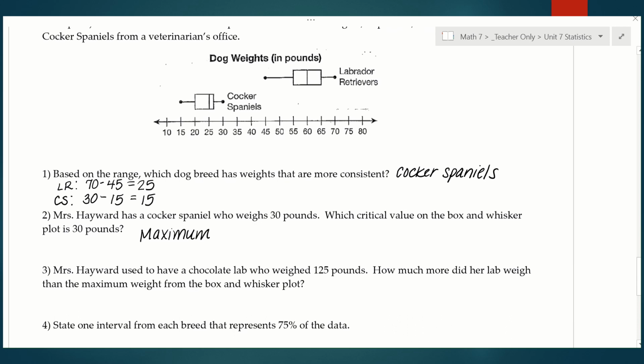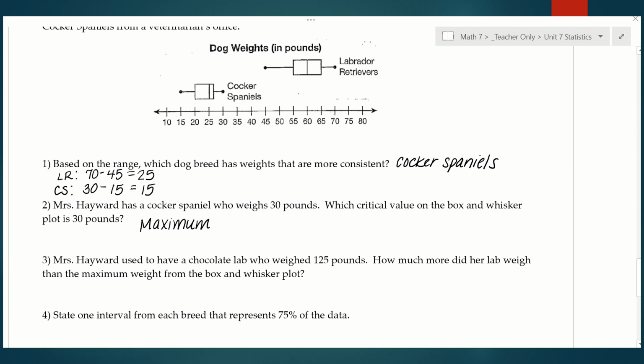Number 3, Mrs. Hayward used to have a chocolate lab who weighed 125 pounds. How much more did her lab weigh than the maximum weight from the box and whisker plot? Again, true story. I think at one point he was closer to 130, 135. So we'll go with 125 though. So in the box and whisker plot, the lab's highest weight was 70. So my lab weighed way more. So to find that difference, I'm going to subtract. And we will see that my lab was 55 pounds more than the maximum weight from the box and whisker plot.